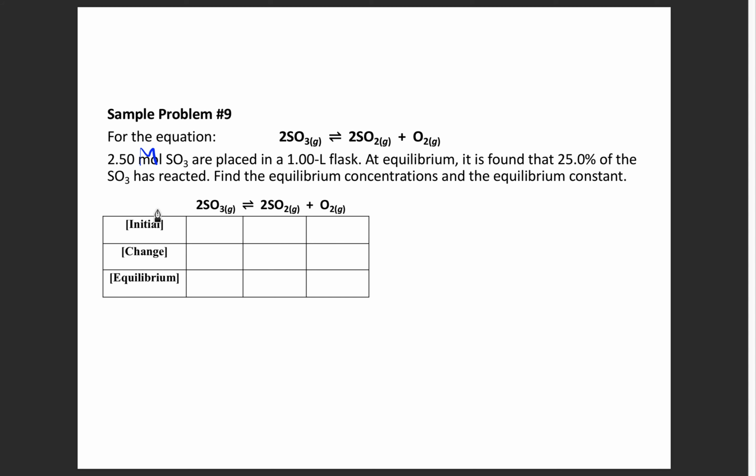Then it's found that 25% of the sulfur trioxide has reacted. So let's plug in what we can on this table. Here's the ICE table. We're going to set it up as a grid, just like this, with your initial, change, equilibrium. So I, C, and E. This column represents what's going on with sulfur trioxide, this column represents everything going on with sulfur dioxide, and this column represents what's going on with oxygen. Initially, they're placing 2.5 moles per liter in the flask, so the initial concentration of the sulfur trioxide is going to be 2.5.